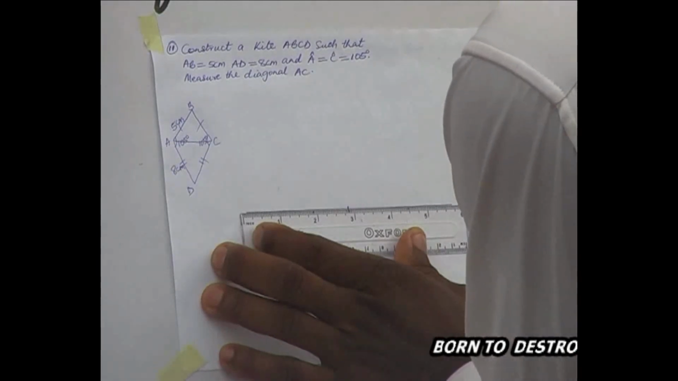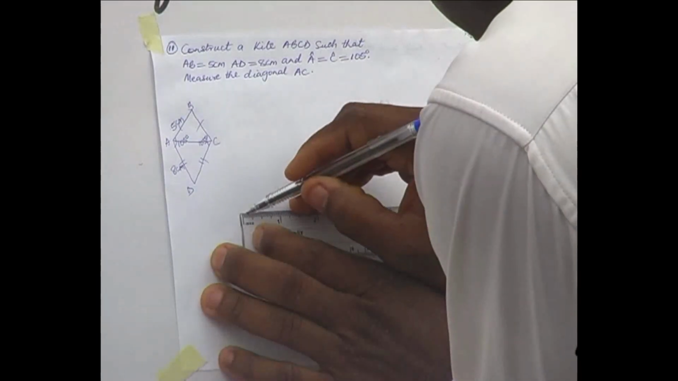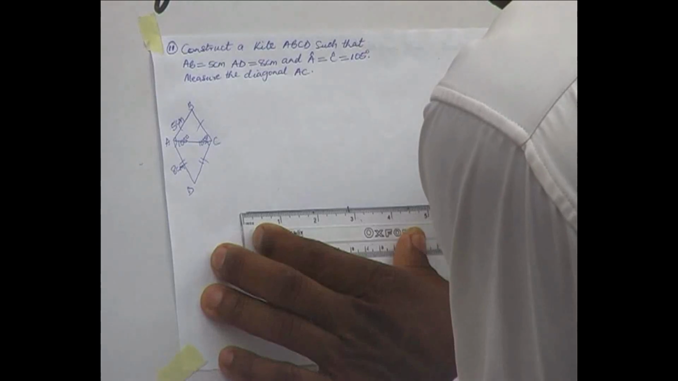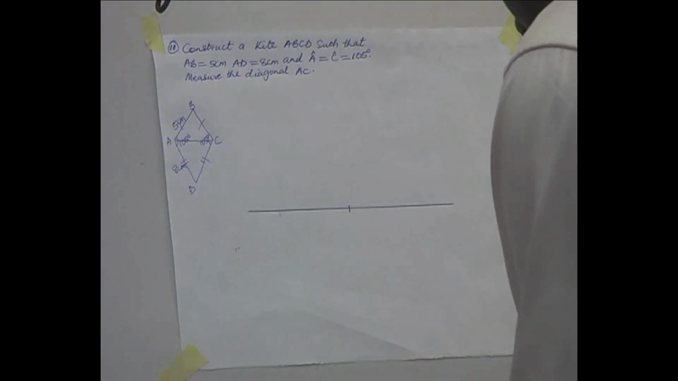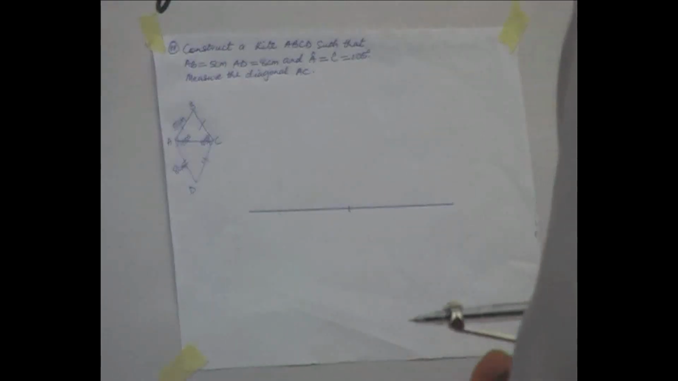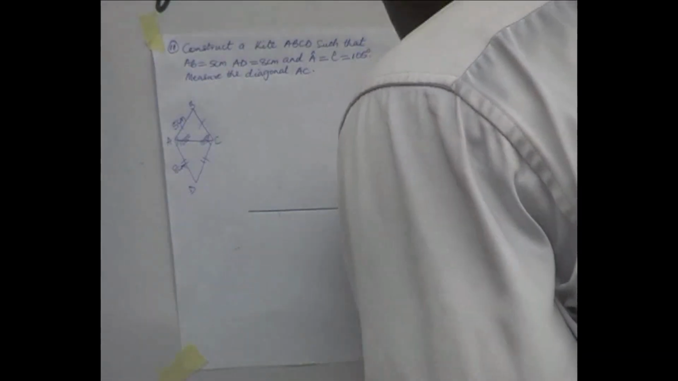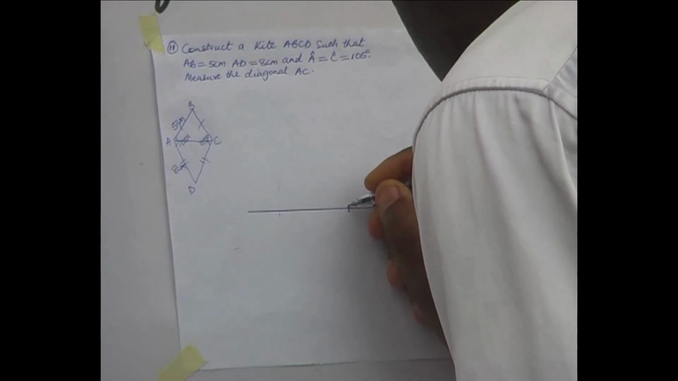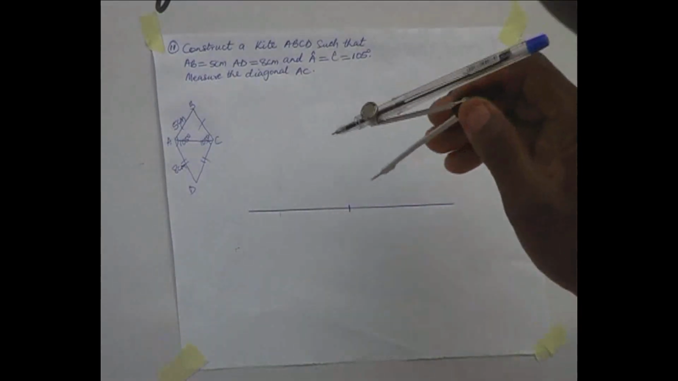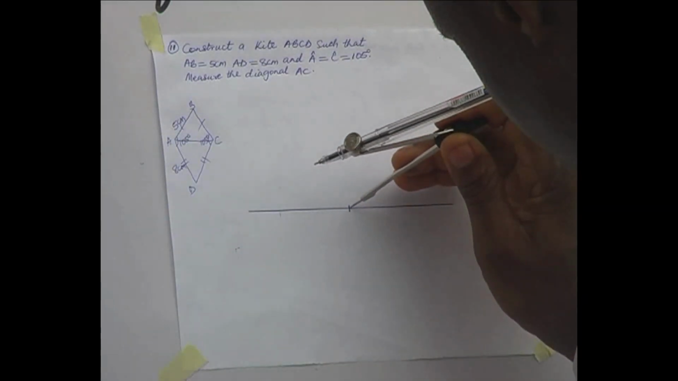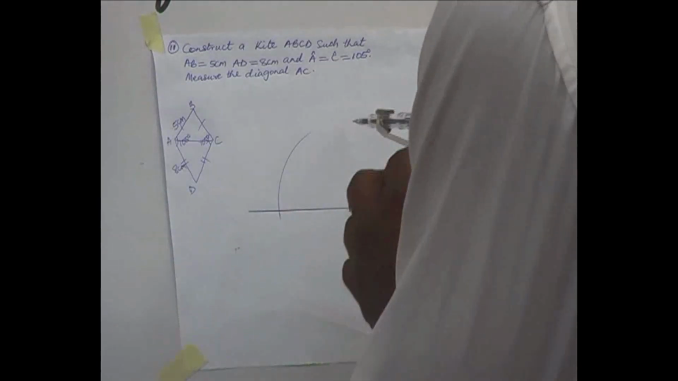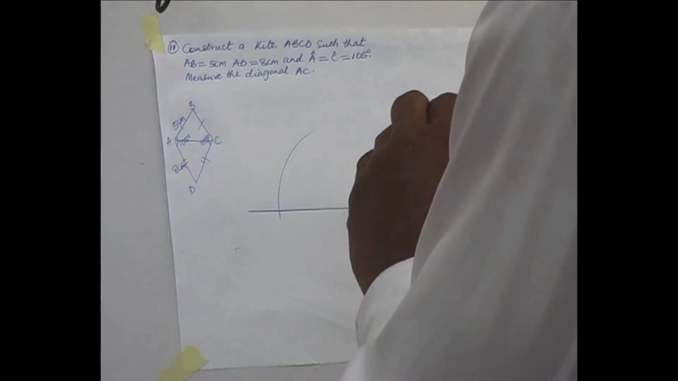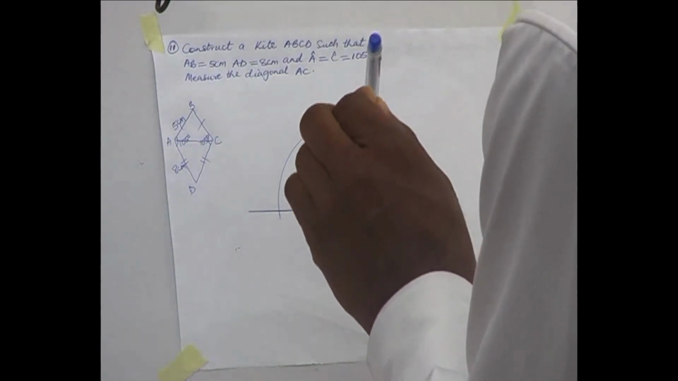Draw a horizontal line. As usual, that is the beginning of almost all forms of construction. Now pick this point. I've already indicated the point. Put the sharp end of your compass there and draw a semicircle. As usual, we have been used to drawing semicircles.